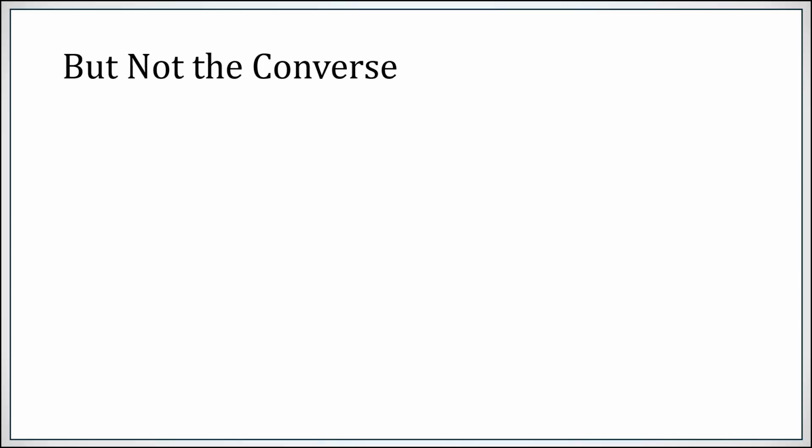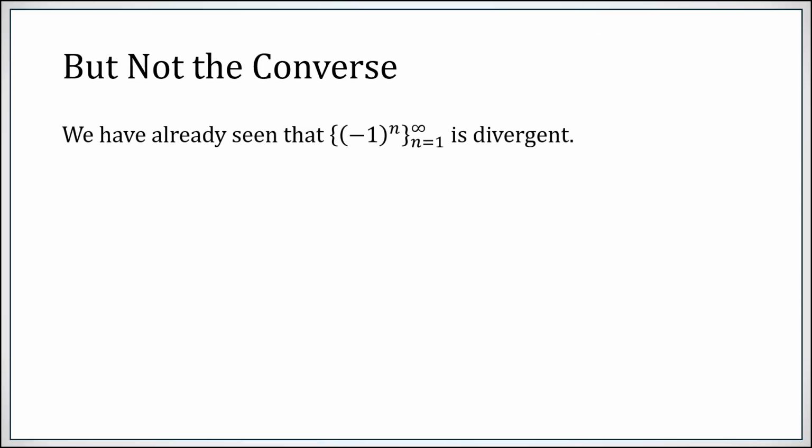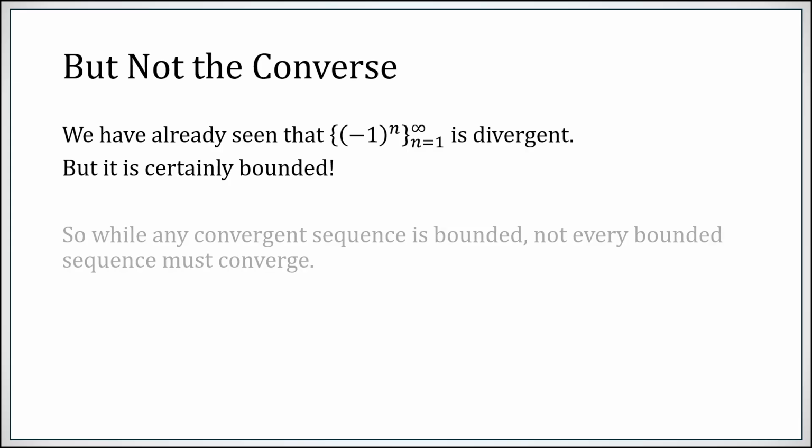The converse of the previous proposition does not hold. Okay, a sequence which is convergent must be bounded, but it doesn't mean every bounded sequence must converge. One of our previous examples was that the alternating sequence 1, minus 1, 1, minus 1 doesn't converge, but it's definitely bounded, above by 1 and below by minus 1. Okay, so while every convergent sequence has to be bounded, do not make the mistake of thinking any bounded sequence must converge.